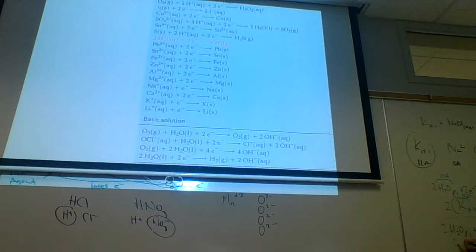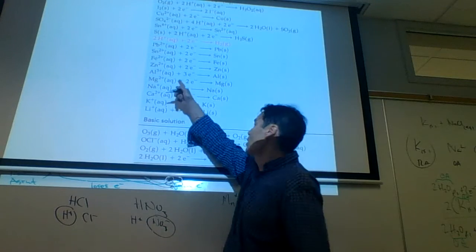And so what we're doing is we're comparing the two oxidizers, water versus the other oxidizer, potassium ion. And then we're comparing the two reducers. The two reducers would be potassium and hydrogen gas and hydroxide. That would be our reducer. And so let's just compare the two oxidizers. Which one's a more powerful oxidizer? Potassium ion or water? Water.